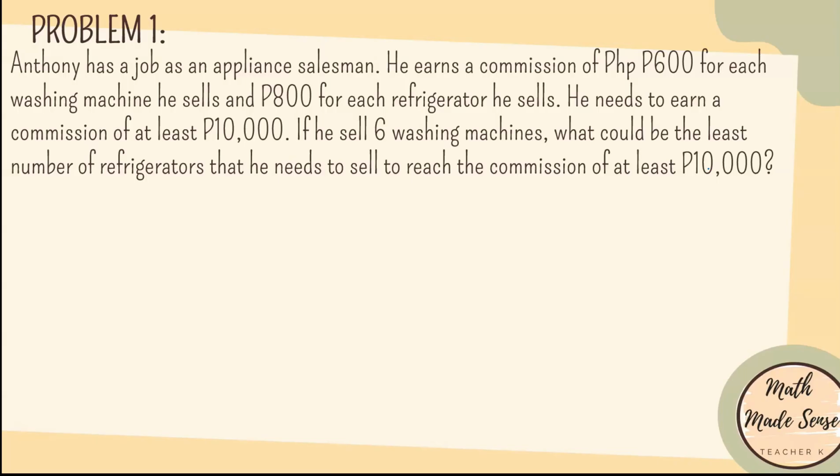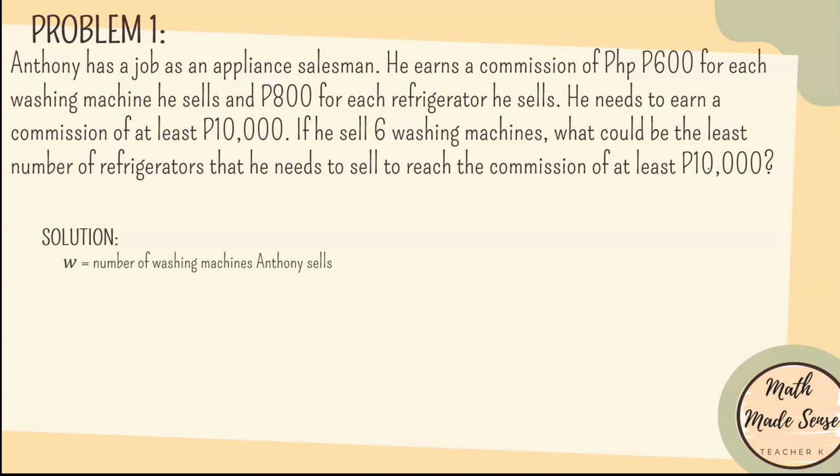Anthony has a job as an appliance salesman. He earns a commission of 600 pesos for each washing machine he sells and 800 pesos for each refrigerator he sells. He needs to earn a commission of at least 10,000 pesos. If he sells 6 washing machines, what could be the least number of refrigerators that he needs to sell to reach the commission of at least 10,000 pesos?